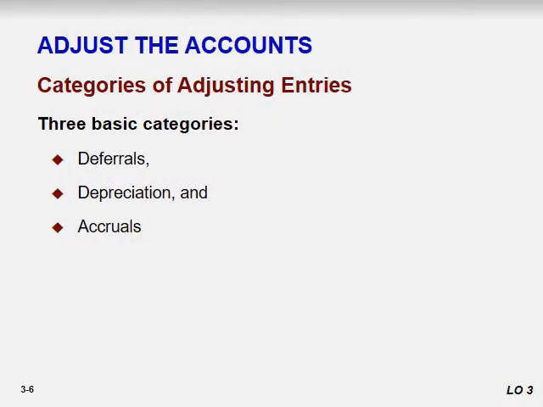So categories of adjusting entries, there are three basic categories. One is deferral. So a deferral is an adjustment for payment of an item or receipt of cash in advance. Right? We'll explore further. Number two is depreciation. And number three is accruals.